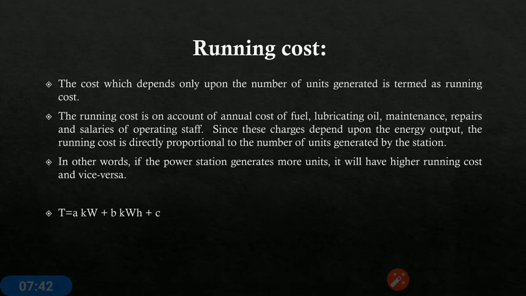So the total cost of the power plant is given by A kilowatt, B kilowatt hour, and C. Sorry, it is a sum of A kilowatt plus B kilowatt hour plus C. So the A factor depends upon the maximum demand, the B factor depends upon units generated, and C is a constant. C is a fixed cost factor.